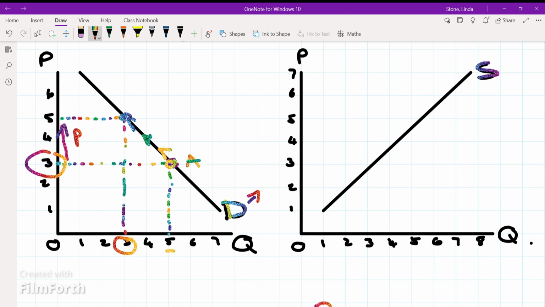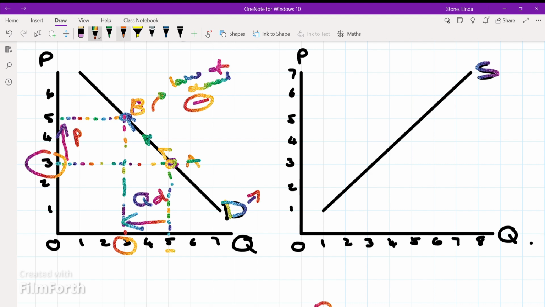This caused a movement along the curve to point B, and now that means that my quantity demanded decreases to 3 chickens. And that also illustrates to us the law of demand. There is an inverse or negative relationship between price and quantity demanded. When the price increases, then quantity demanded falls.